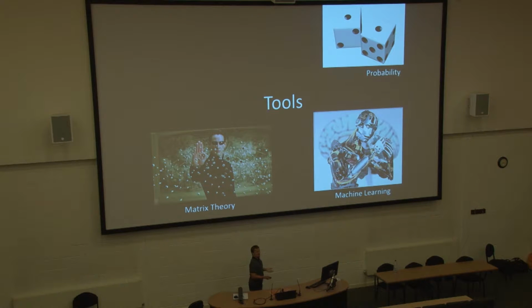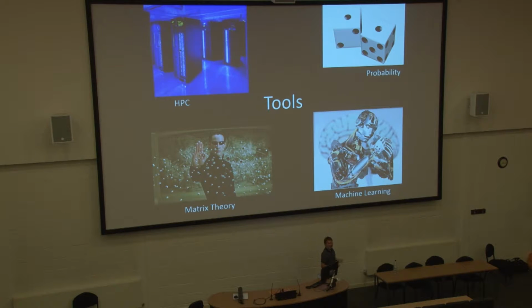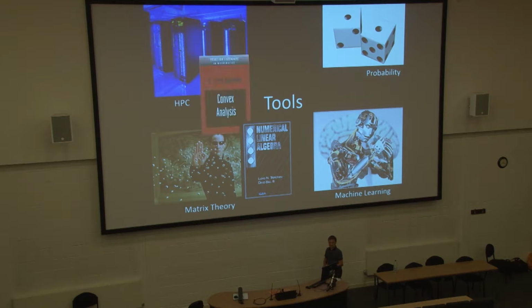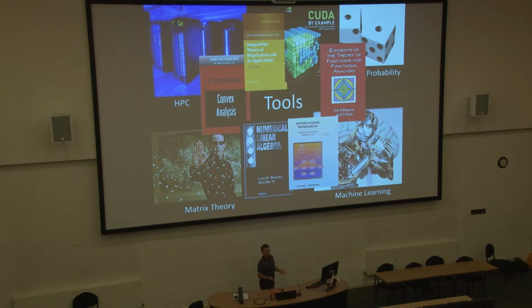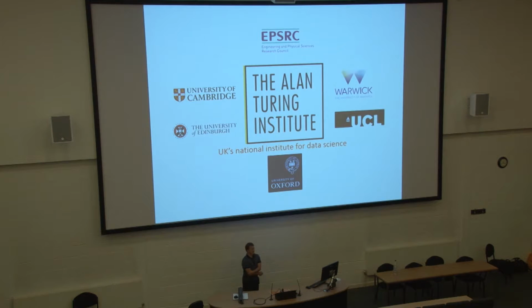If machine learning is something that will help us to solve the problem, we use machine learning. If the problem is large enough and we need to use big computers, we use high-performance computing. So essentially anything, linear algebra, complex analysis, functional analysis, even operations research, it doesn't matter. All the tools which can help us to solve the problem are being used in data science.